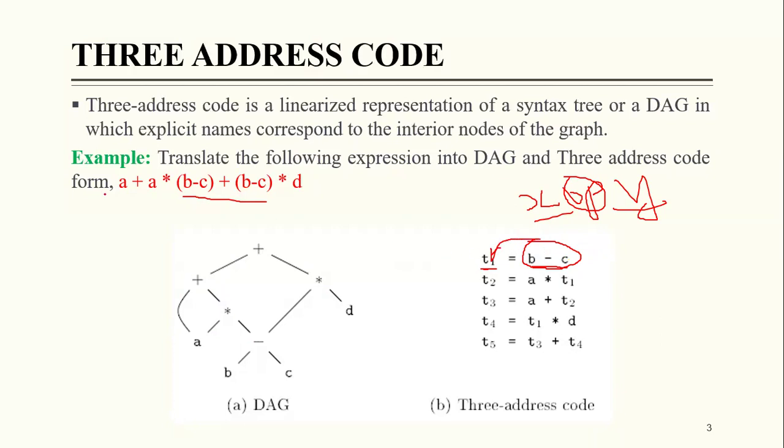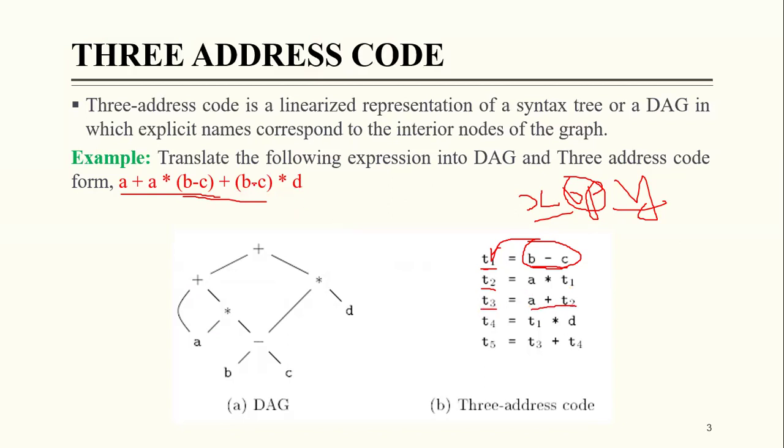So next, from the left hand side, it has to multiply with a. Already b minus c is stored in t1. So t1 star a can be stored in the temporary variable t2, and next it should be added with a. So a star b minus c is stored in t2. So a plus t2 is stored in t3.